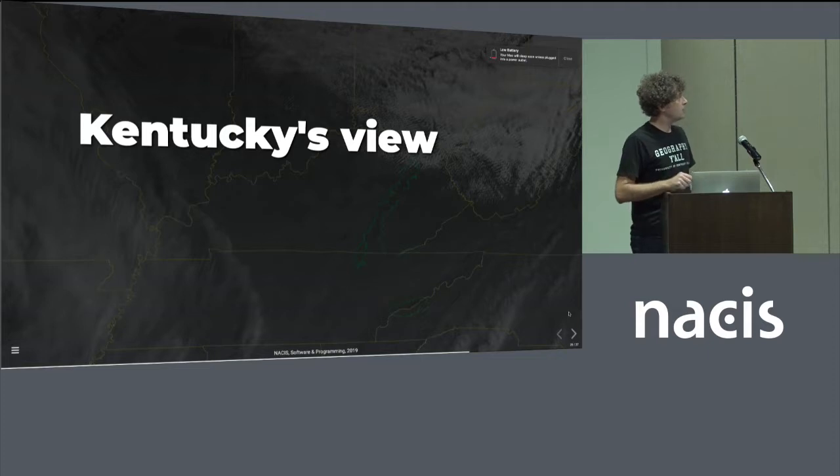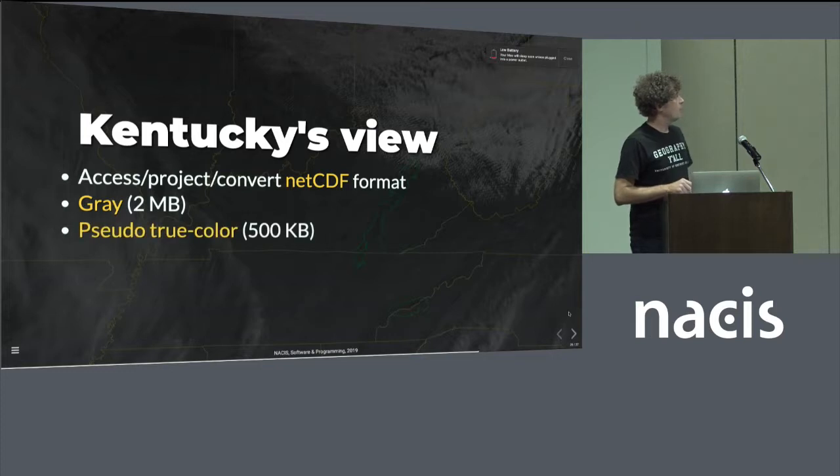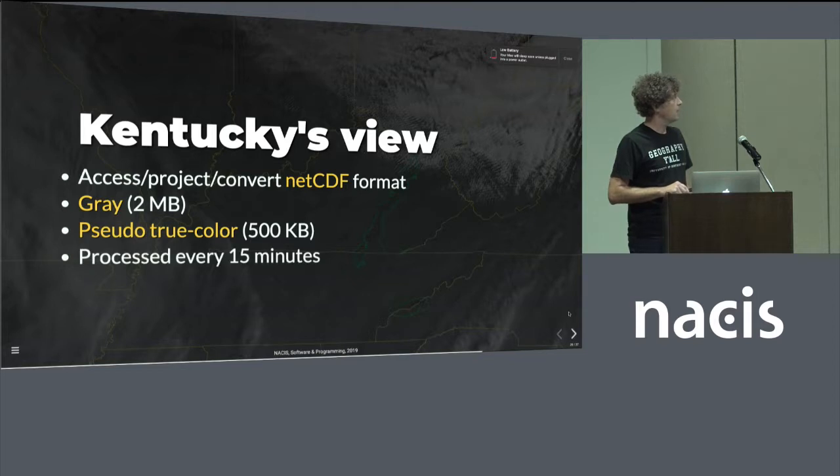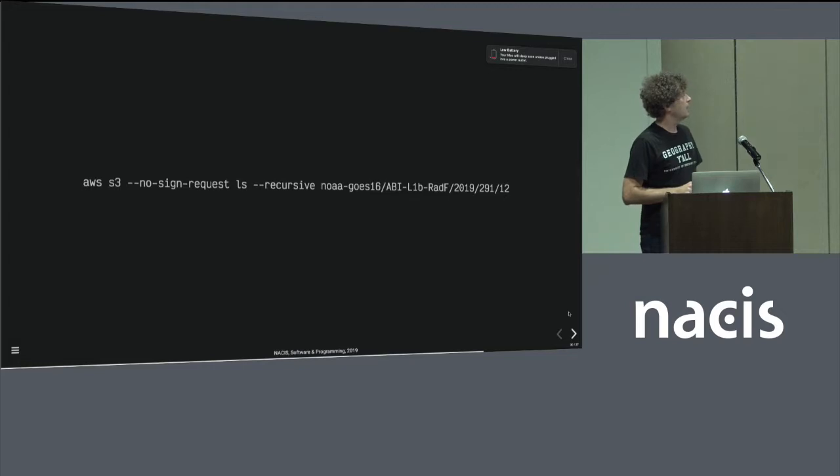And so the idea was to create a Kentucky view. That was the first thing. We have to take these netCDF format files off AWS, and we have to convert them. So we're using this Amazon Web Service command line utility to access, and then we're using GDAL to project and convert. It takes a little bit of time, and just for Kentucky, we get a 2 megabyte image, and for what I call pseudo true color, 500K, because it's smaller resolution. And I try to have it processed every 15 minutes, so someone can go up and take a look at it. And so this is just an example of that command line utility.